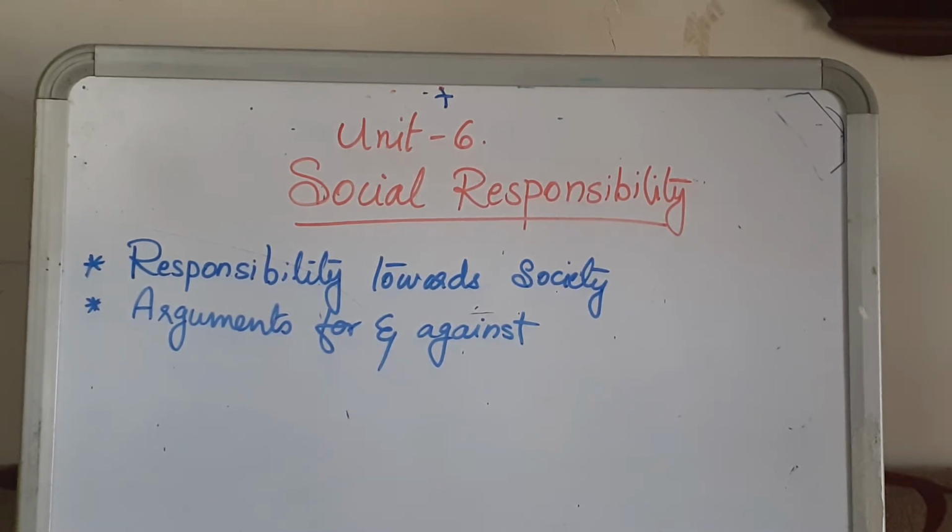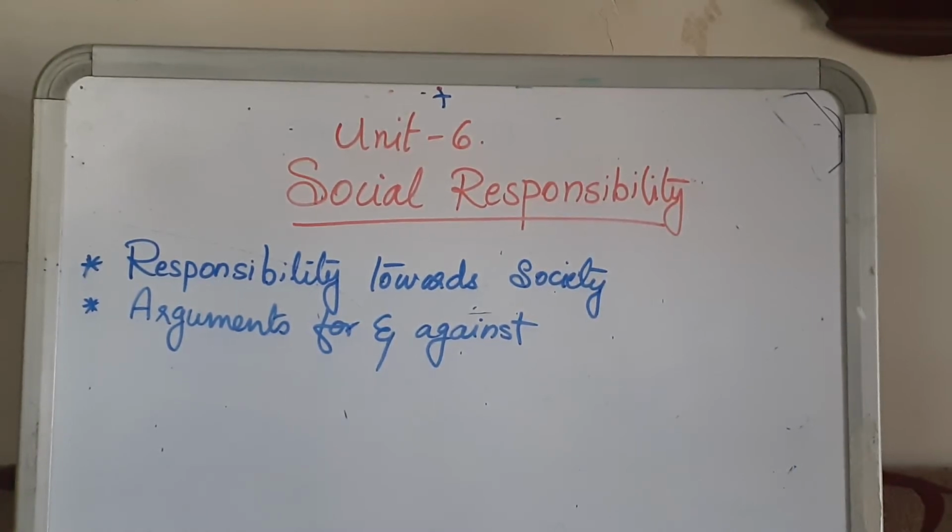Now we will see the arguments for social responsibility and the arguments against social responsibility. First, arguments for social responsibility. First one, justification for existence and growth. The prosperity and growth of business is possible only through continuous service to the society. Thus, assumption of social responsibility by business provides justification for its existence and growth.